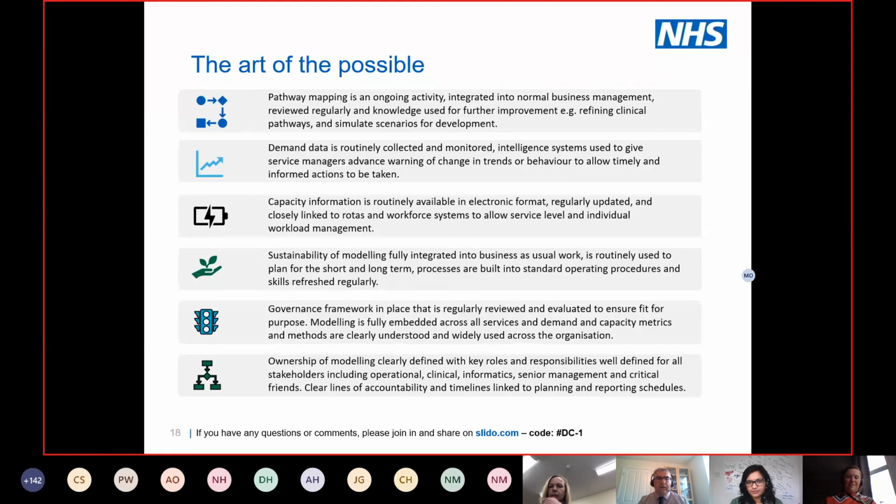And lastly, out of our 6 pieces of the puzzle, the ownership of the modelling, well, that needs to be really clearly defined, with key roles, key responsibilities defined for all those stakeholders involved. And in answering the question earlier, we talked about operational, clinical, the analysts in the informatics team, senior management, and those critical friends. Clear lines of accountability and timelines linked to the planning and reporting schedules are when you know that this has been fully embedded in a really robust way within the organisation.